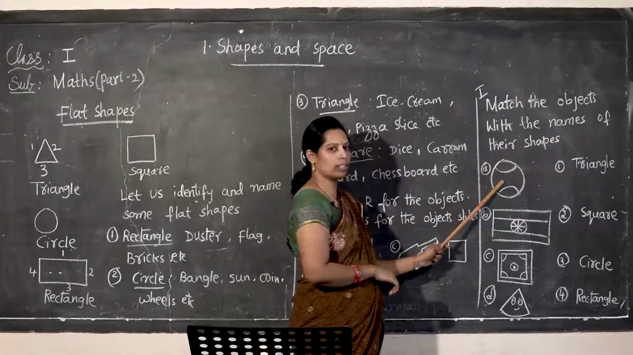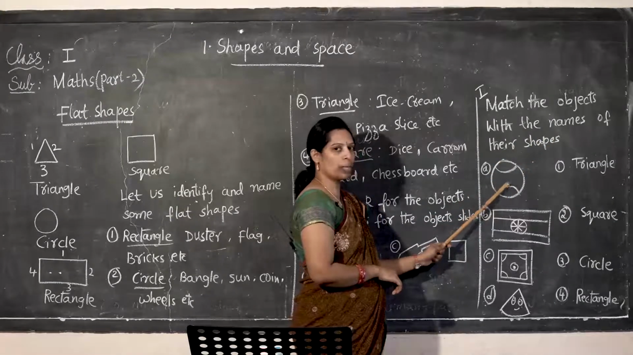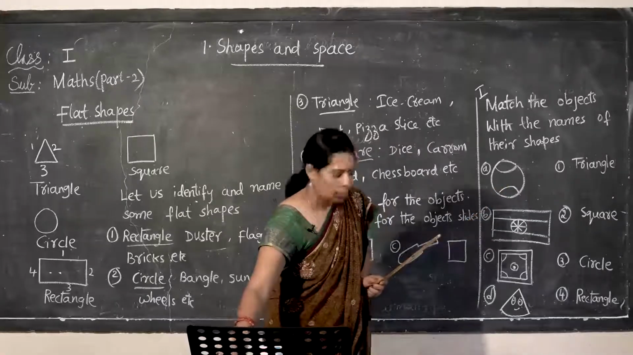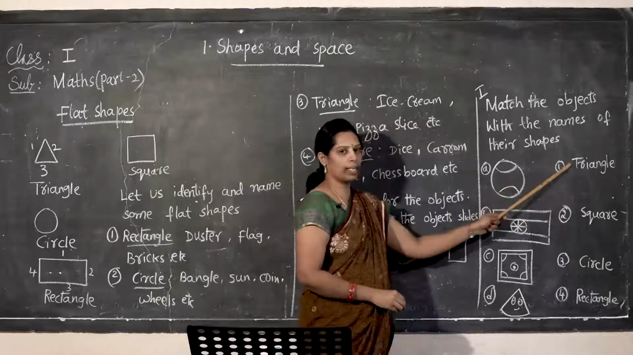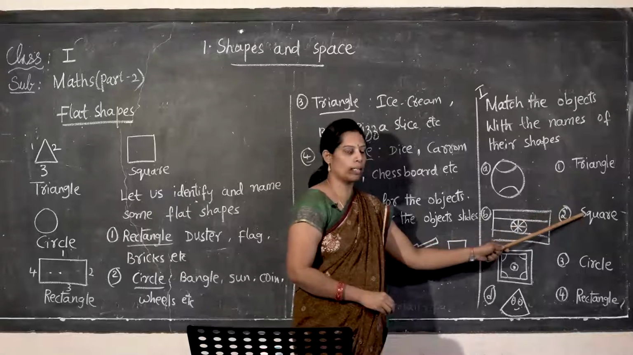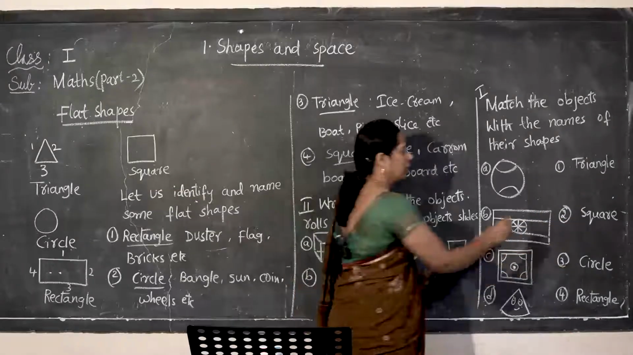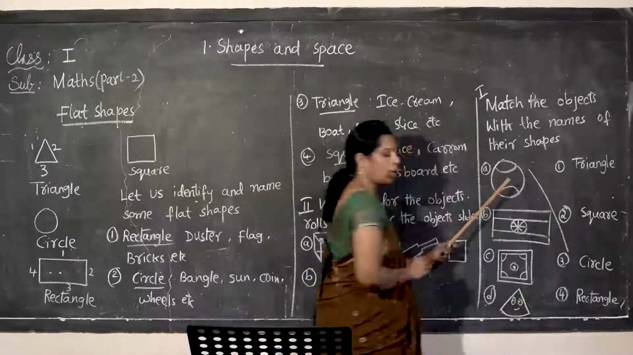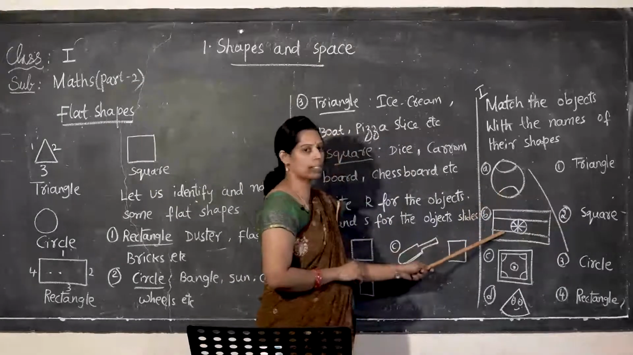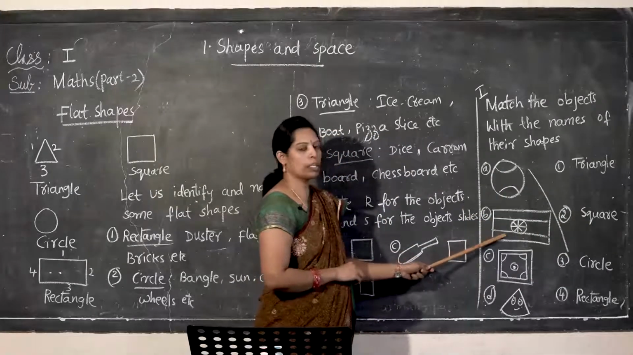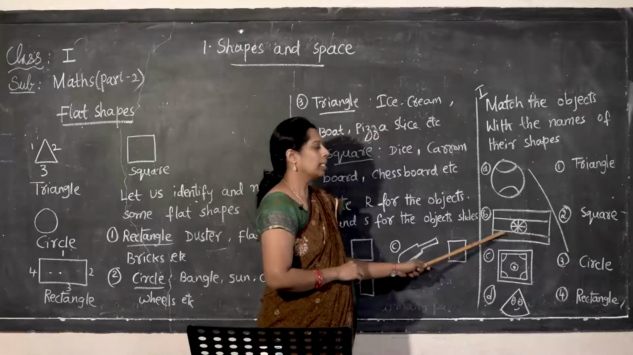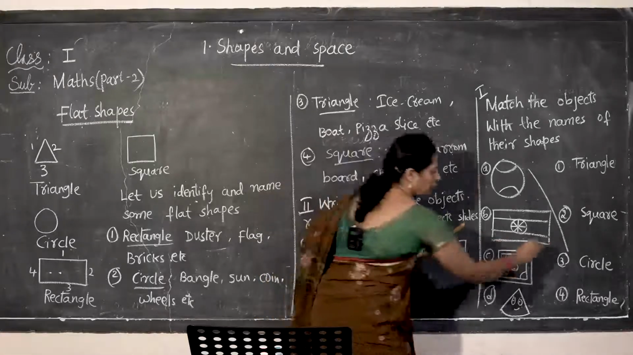So what is this? It's a ball. What is the shape of the ball? Is it triangle? No. Is it square? No. Is it circle? Yes, the shape of the ball is circle. Next, our Indian flag. What is the shape of our Indian flag? It is a rectangle in shape.